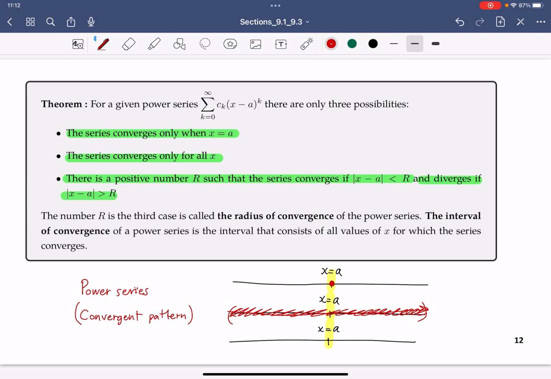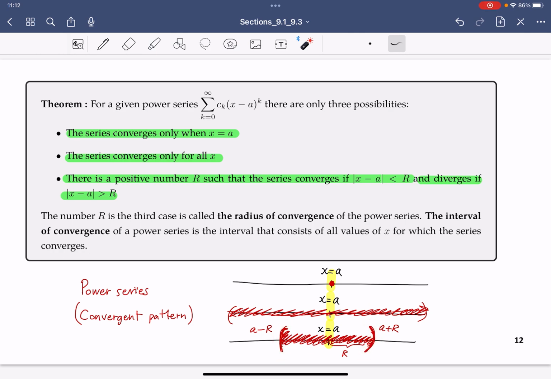And the last one, it could be the case that you have the radius r within which the series is convergent. So at this point, it's going to be a plus r. This point, it's going to be a minus r. So you're going to know that it's convergent inside here. But at the boundary, x equal to a minus r and a plus r, you have to test it by something else that you learned in chapter 1.